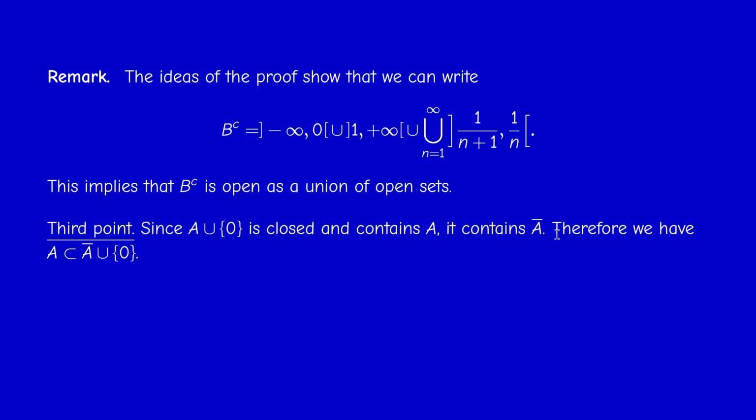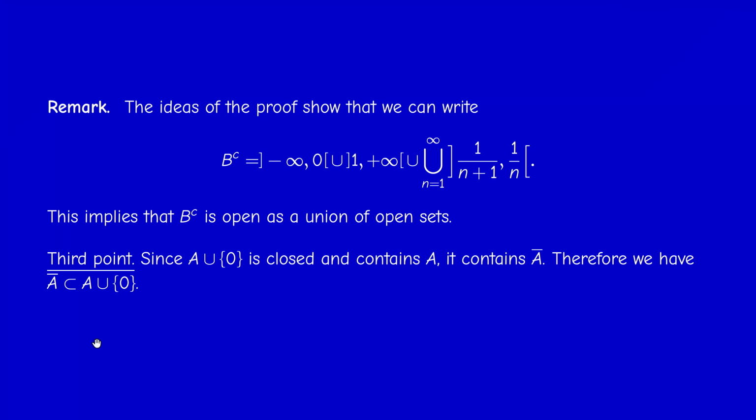So what do we have? Actually, there's an error here, there was an error in the writing. I meant to say here that A is contained in A union 0. We said that A union 0 is closed, and of course it contains A, therefore it contains the closure of A. So we can write A bar is contained in A union 0, because this is the smallest closed set containing A.